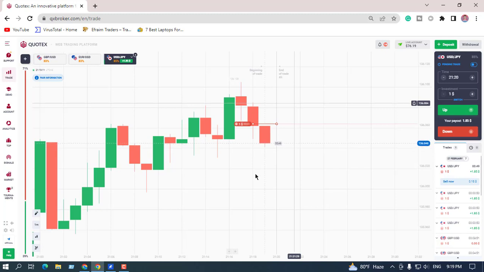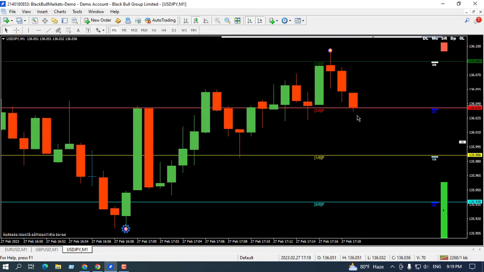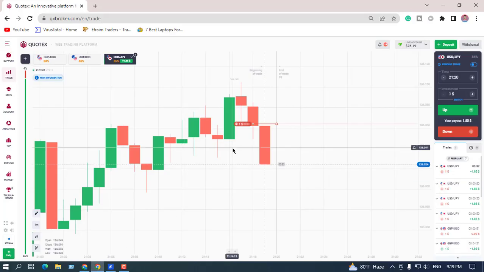As you can see, the market is going down. Yes, as you can see, this is a live trade. The market is going down, and I win this trade 100%. As you can see, a 100% working indicator.